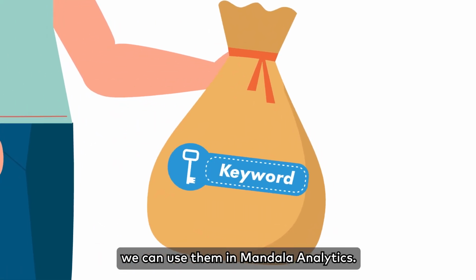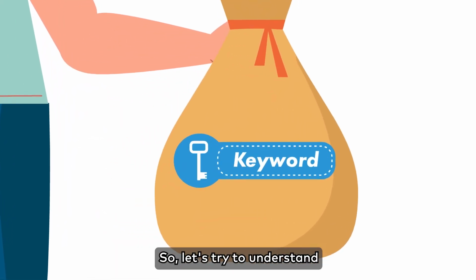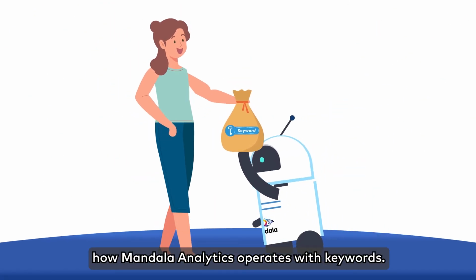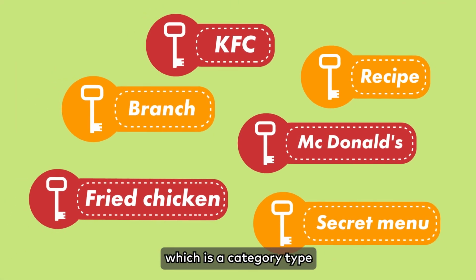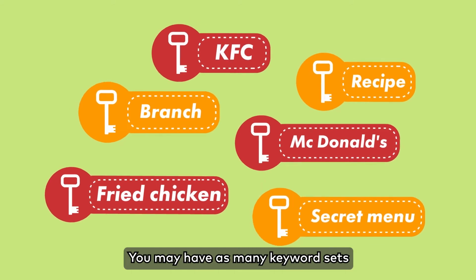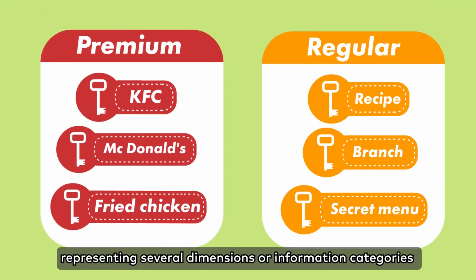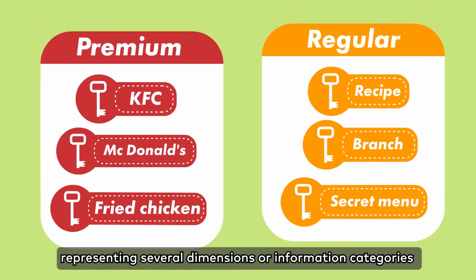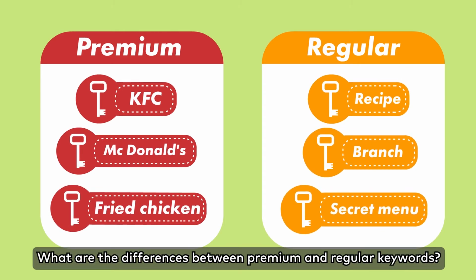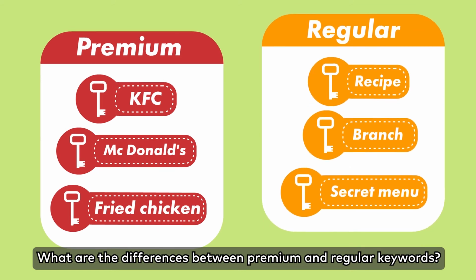After doing some research and preparing the keywords, we can use them in Mandala Analytics. So let's try to understand how Mandala Analytics operates with keywords. The first is the keyword set, which is a category type that covers both premium and regular keywords. You may have as many keyword sets representing several dimensions or information categories as you wish to work with.